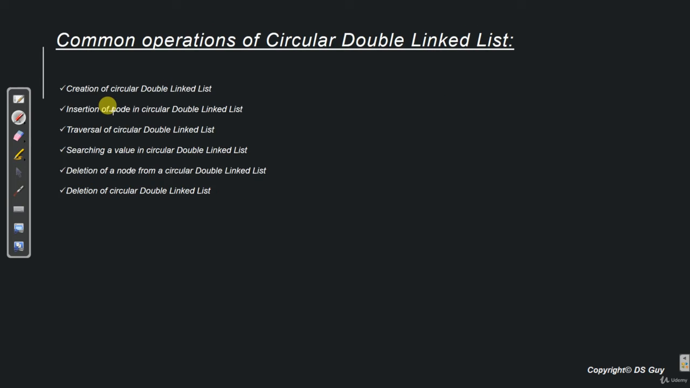So as we have seen in the previous three types of linked list, that we typically have 6 standard operations, that is creation of a list, insertion of node in a list, traversal of list, searching for a value in list, deletion of a node from list, and finally deleting the entire list. So all these common operations are also applicable for circular double linked list. So in this video let's learn the first operation, that is creation of circular double linked list.